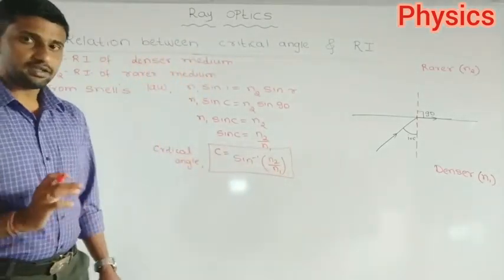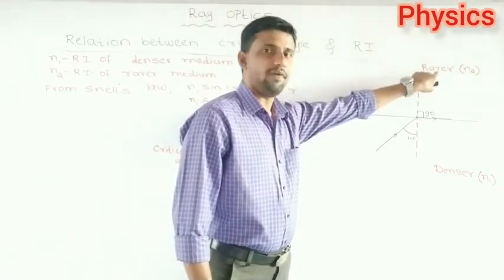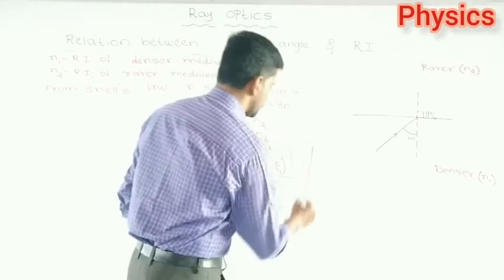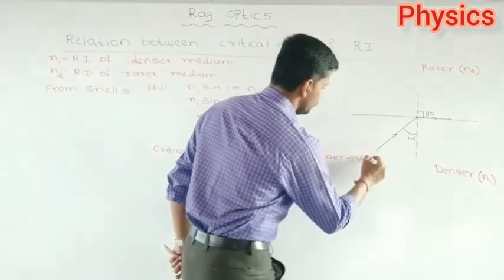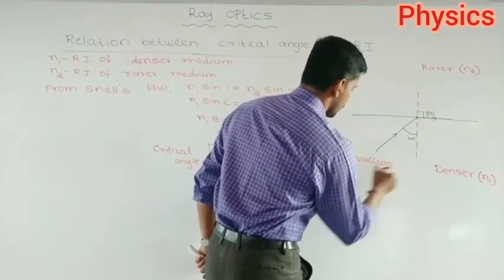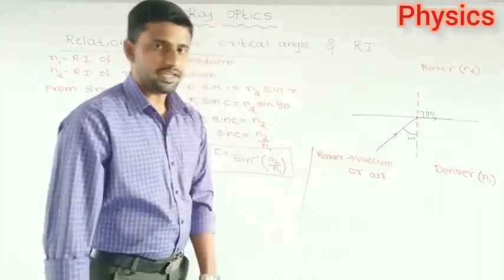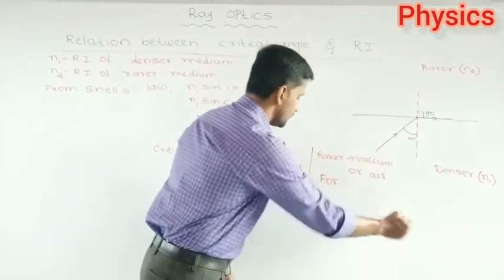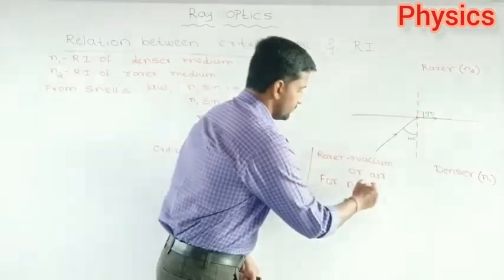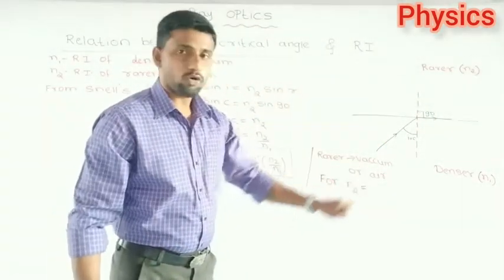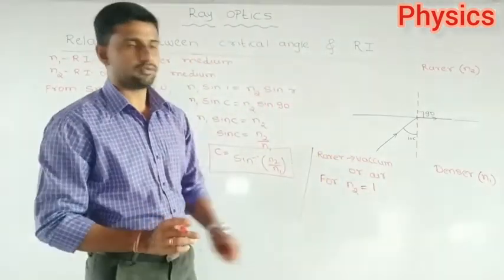Suppose we assume that this rarer medium is a vacuum or air. Then for vacuum and air, we know the refractive index value. For the rarer medium, I am taking the refractive index as N2. If I take it as a vacuum or air, then its value is N2 is equal to 1. For vacuum and air, the refractive index value is 1.